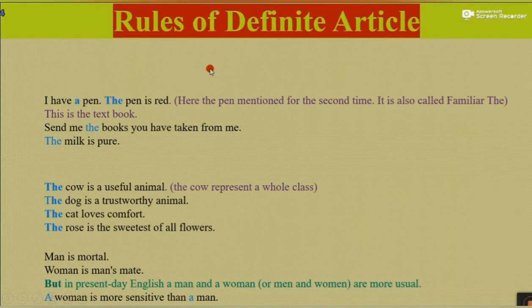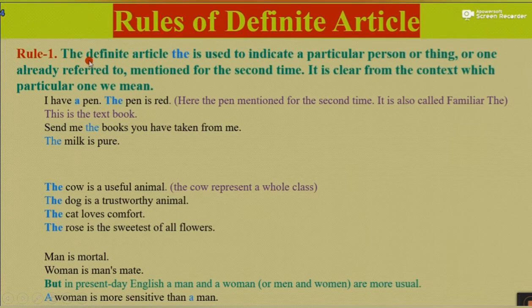There are some important rules of the definite article. Rule number 1: The definite article the is used to indicate a particular person or thing, or one already referred to, mentioned for the second time. It is clear from the context which particular one we mean. For example, I have a pen. The pen is red. For the first time, we did not use the. Rather, we used a.